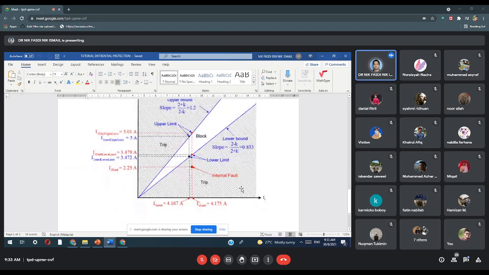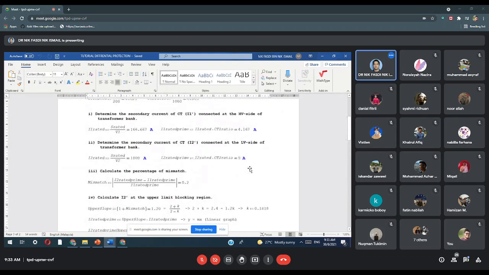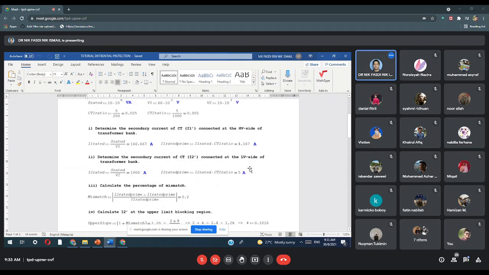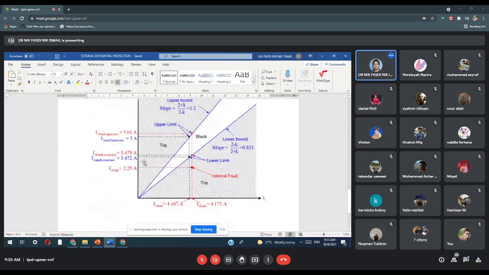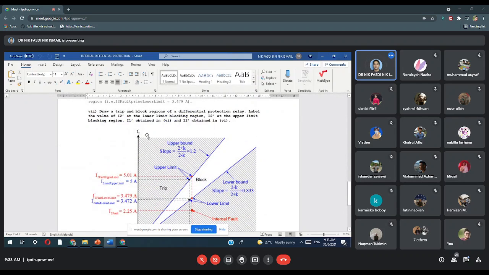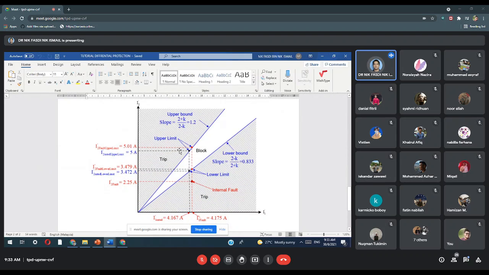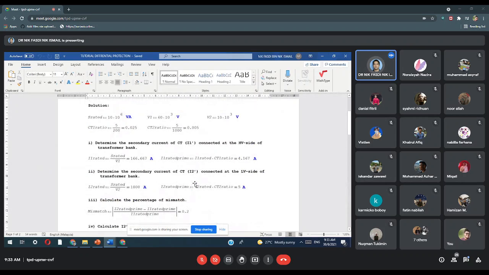Okay, kat sini. Sekarang ni kita nak guna this graph we made in order to determine the I2 prime. Untuk dapatkan the upper limit, untuk the condition of berapa nilai I1 prime.